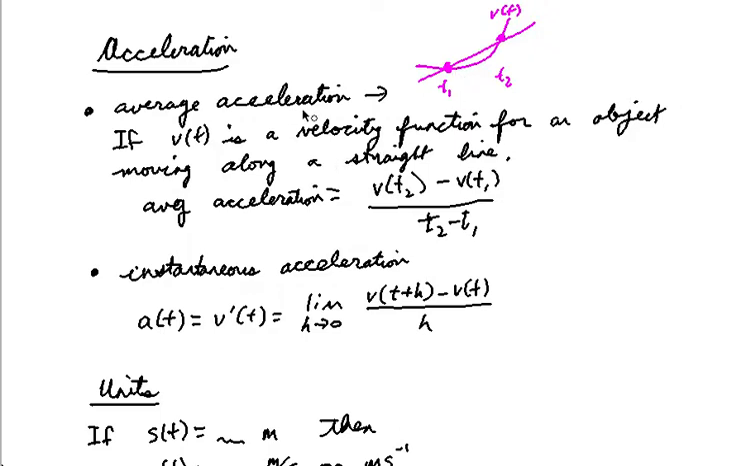So the acceleration is really how fast v of t is changing. How fast is the velocity changing? That's really what it is. And again, this is also a vector quantity, so the sign matters when we talk about acceleration in this context.